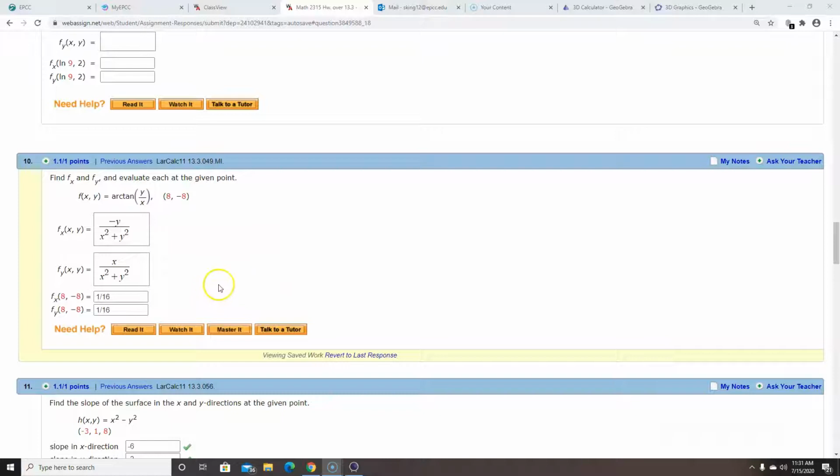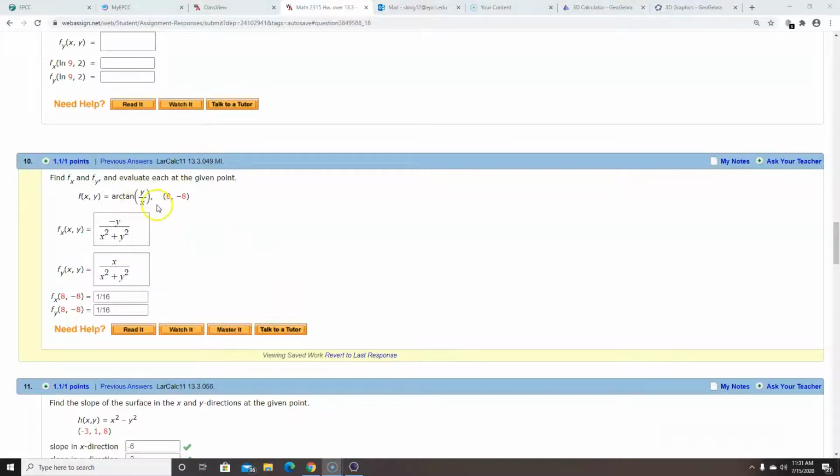Next, I'd like to help you with number 10 in class. And here is the function, arctangent of y over x. So it's a two-variable function with respect to x and y, which is what it says here. They named it f. So this is a surface. And if you take the domain point, x is 8 and y is negative 8, that's a point on the xy coordinate plane which has a mapping.